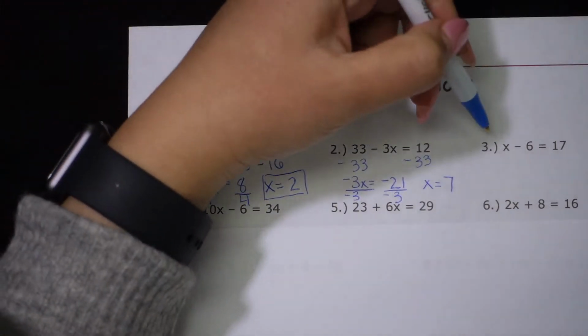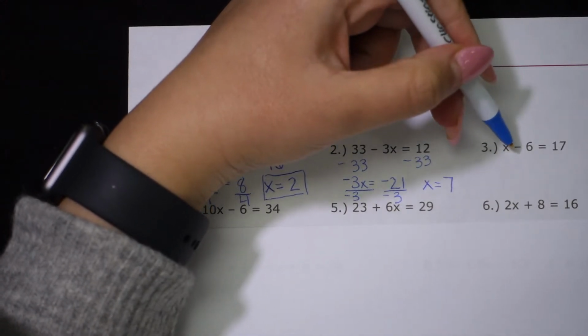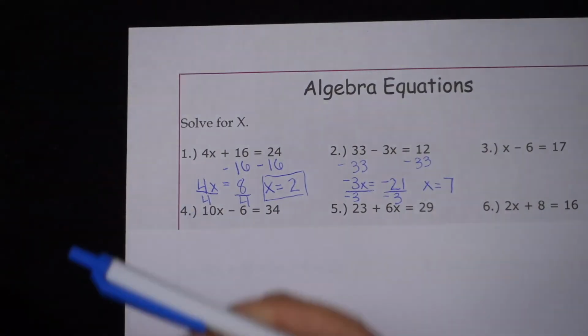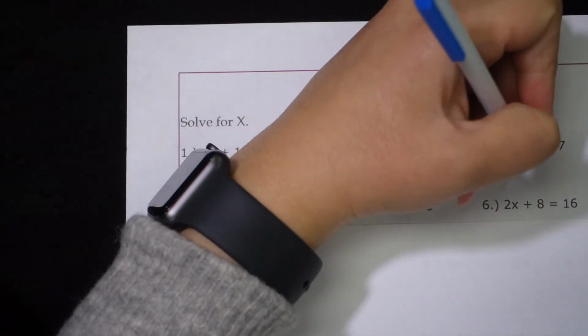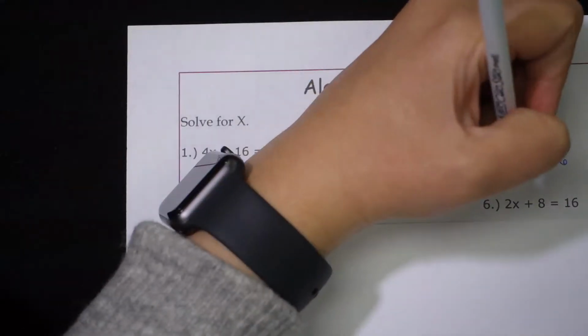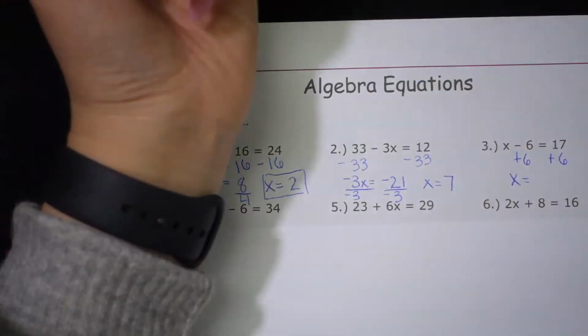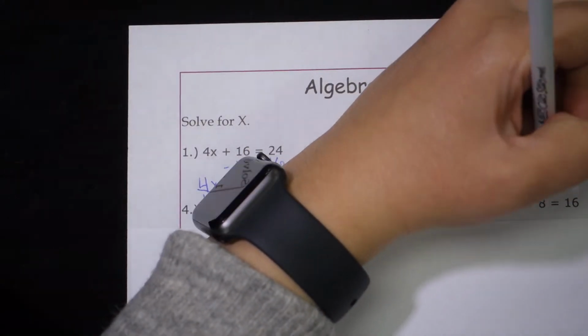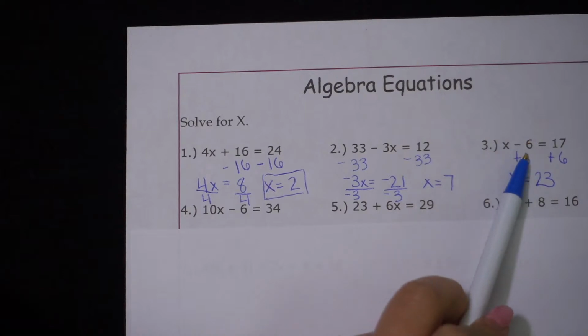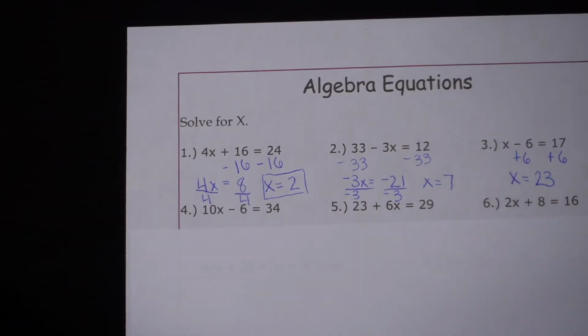Now for this equation right here, we have x minus 6 is equal to 17. What are we going to do first? We're going to add 6. Add 6 to this side as well, and then we get our value of x is equal to 23. Always double check your work, so 23 minus 6 should give us 17.